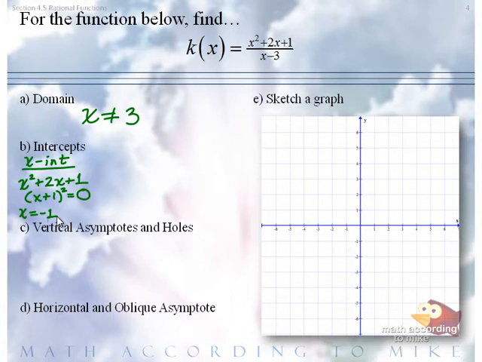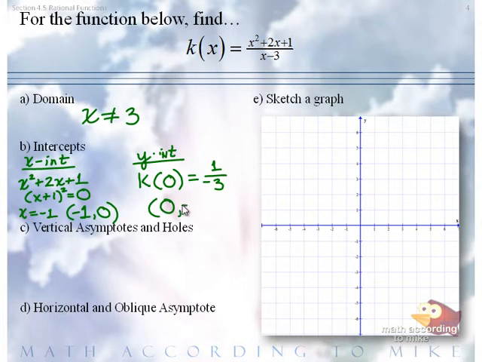Yes, because it's in the domain. So its corresponding point is (-1, 0). How about the y-intercept? Make all the x's equal to 0. Yep, upstairs you get 1, downstairs you get -3. So -1/3. So you'd say (0, -1/3).